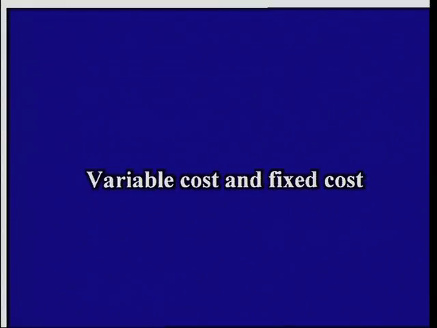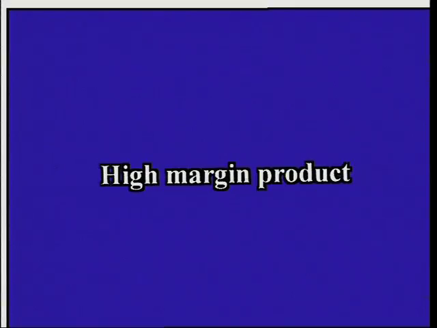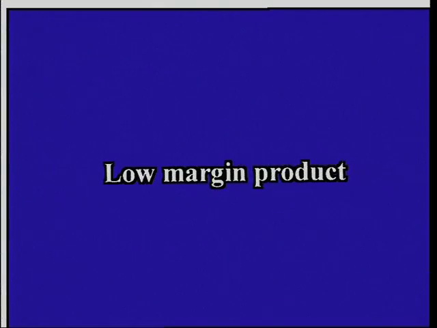Dear students, you know that under CVP analysis, cost is classified according to cost behavior, that is variable cost and fixed cost. Contribution margin is the amount that remains after variable expenses are deducted from sales. For a particular product, if the contribution margin is higher compared to the contribution margin of another product, we call it a high margin product. On the other hand, if the contribution margin of a particular product compared to another is less, we call it a low margin product.